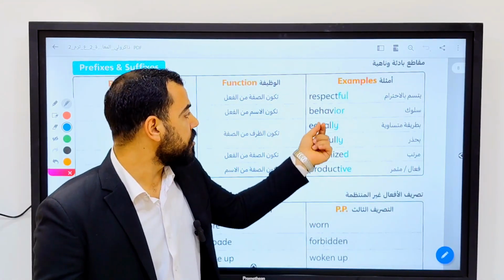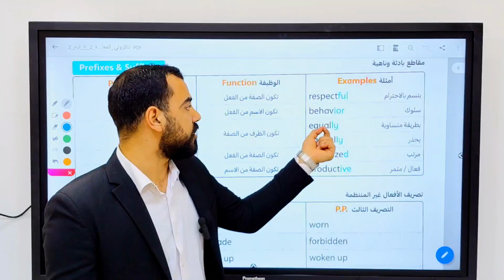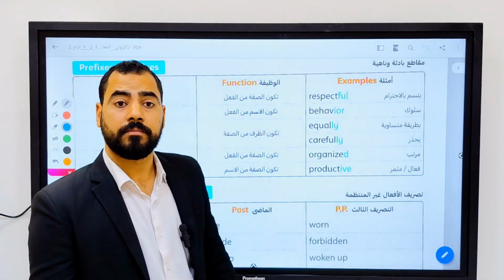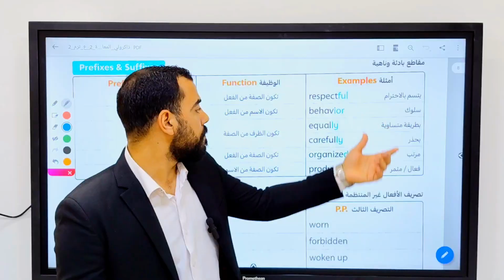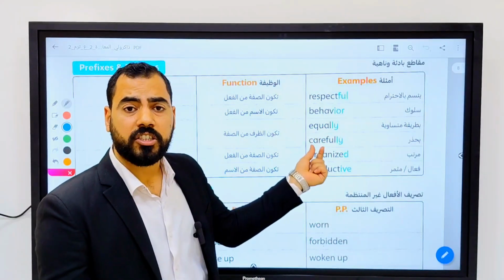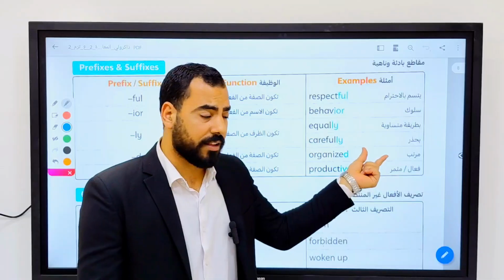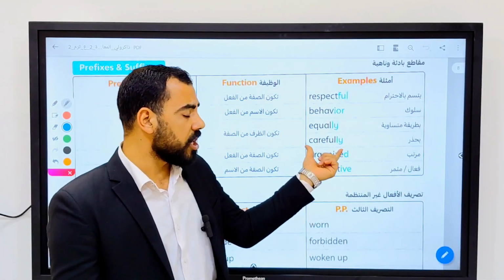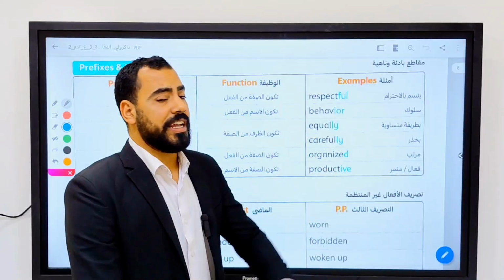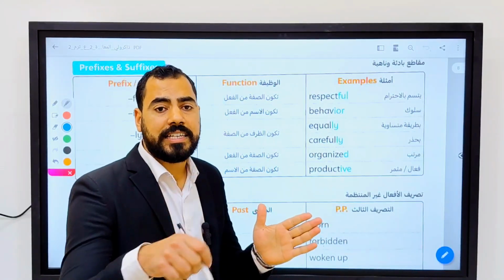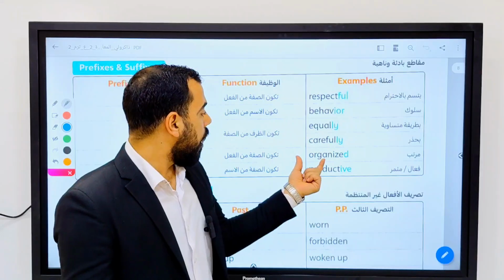Behavior is a noun. You drop the e and add ior to change the verb into a noun. Behave is a verb, behavior is a noun. And of course we add ly to adjectives in order to get the adverb. So equal is an adjective, but equally is an adverb. Careful is an adjective, carefully is an adverb. So in order to change the adjective to be an adverb, we add ly.